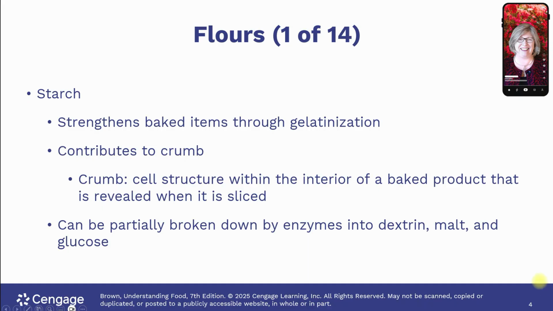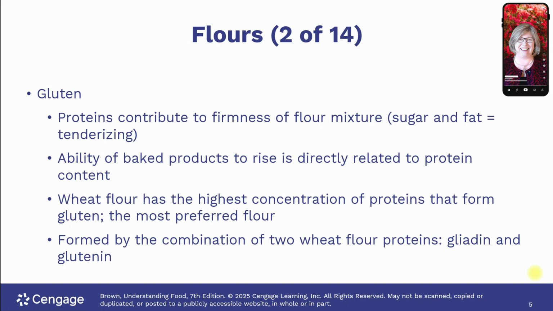Gluten is the protein that contributes to the firmness of flour mixtures. Sugar and fat happen to be tenderizing agents. The ability of baked products to rise is directly related to protein content, and as we will learn, different types of flour have different amounts of protein, so the more protein you have, the more ability to rise and provide that structure. Wheat flour has the highest concentration of proteins that form gluten, and that makes it the most preferred flour.